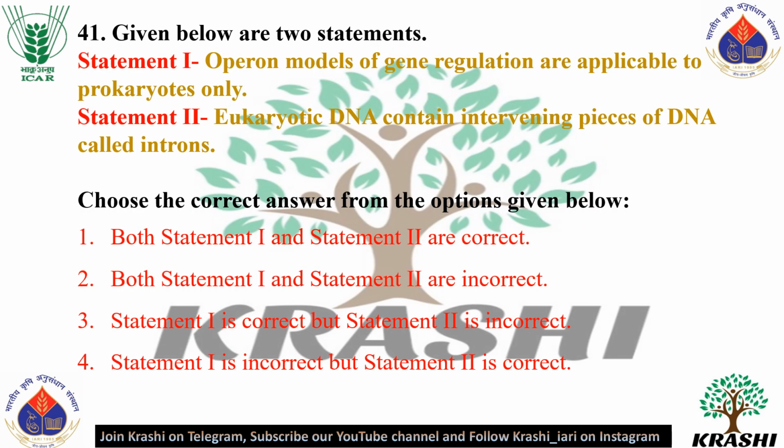Question number 41. Given below are two statements. Operon models of gene regulation are applicable to prokaryotes only. Eukaryotic DNA contain intervening pieces of DNA called introns. The first statement is wrong because the operon models of gene regulation are also applicable to eukaryotes. Whereas the second statement is correct. These pieces are called introns. So the correct answer would be option number 4. Statement 1 is incorrect, but statement 2 is correct.